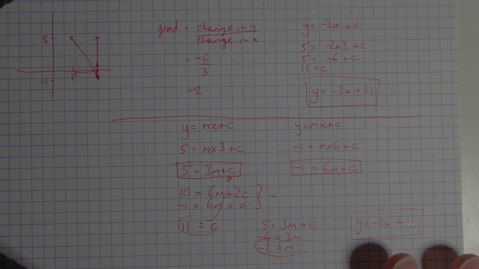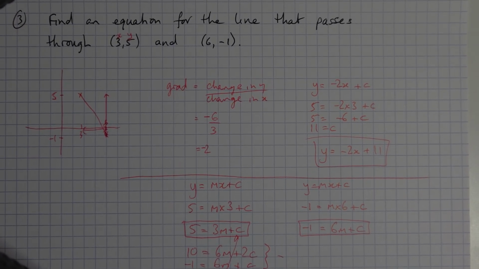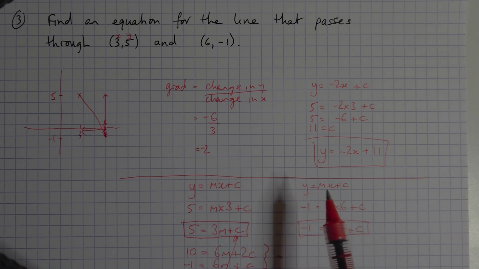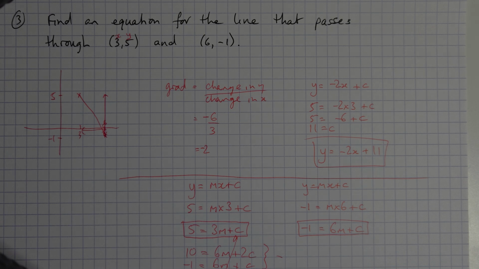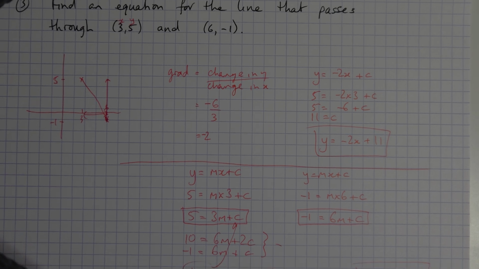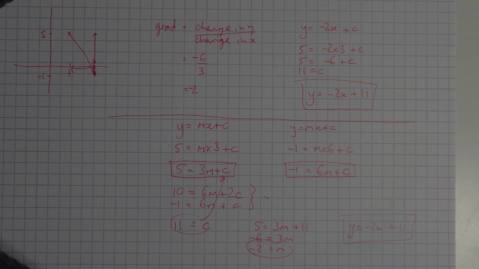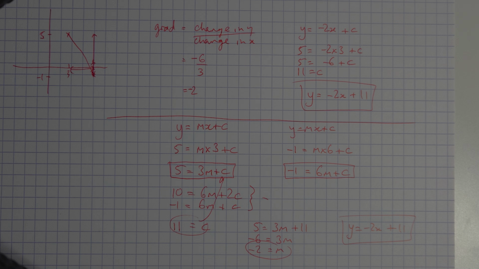So briefly then, when you're given 2 points, you've got a couple of options. You can either work out the gradient first by doing change in y over change in x, and then just substitute one of the coordinates in. But if you don't want to mess about with diagrams and you want to do it entirely algebraically, you can substitute both coordinates in. That doesn't give you the answer straight away, but instead it leads to a pair of simultaneous equations.